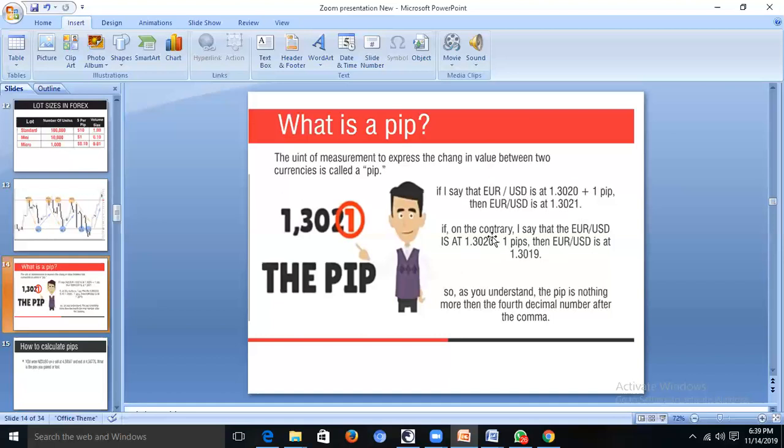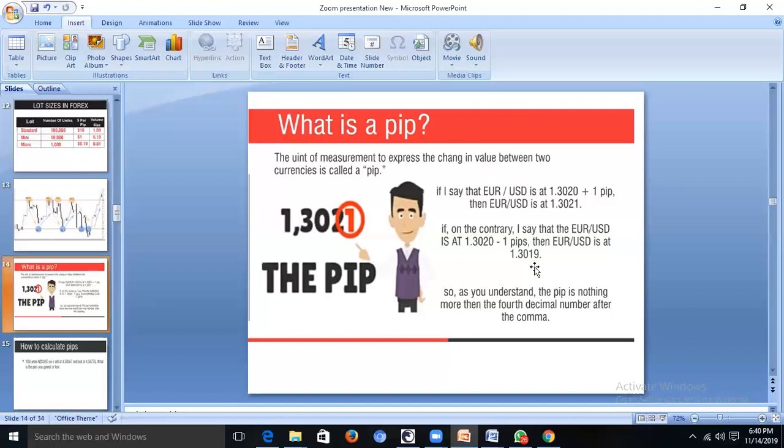If, on the contrary, I say that Euro USD is at minus 1 pip, it means that the pip has reduced to 19, so the number will now be 0.3019. So a pip is the fourth decimal number after the comma. That is what pips is all about.